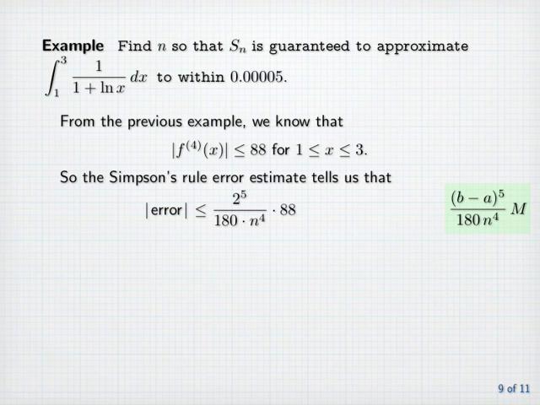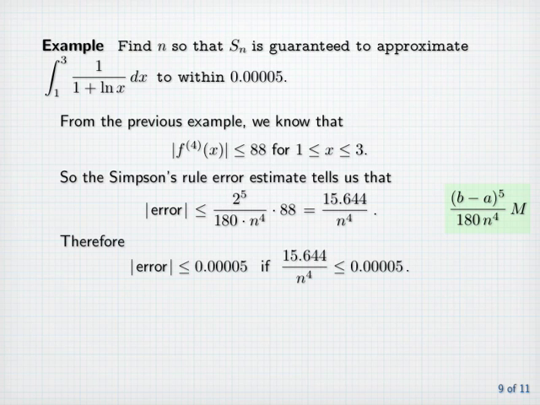This turns out to be equal to 15.644 divided by n to the fourth. Therefore, the absolute value of the error will be less than or equal to 5 times 10 to the minus 5 if 15.644 divided by n to the fourth is less than or equal to 5 times 10 to the minus 5. So now we just solve this inequality for n.